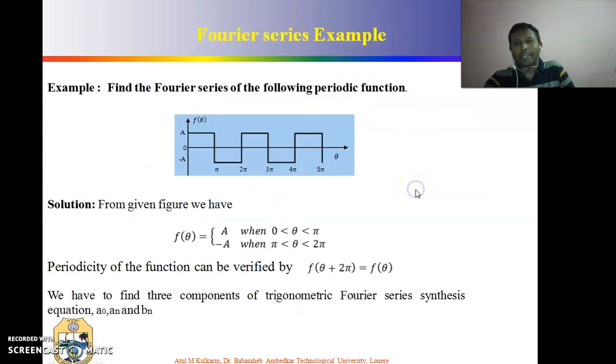Now let us take one example here. Now here one square wave is shown. And what is the question? Find the Fourier series of the following periodic function. Is this signal periodic? Yes. This is a periodic square wave.